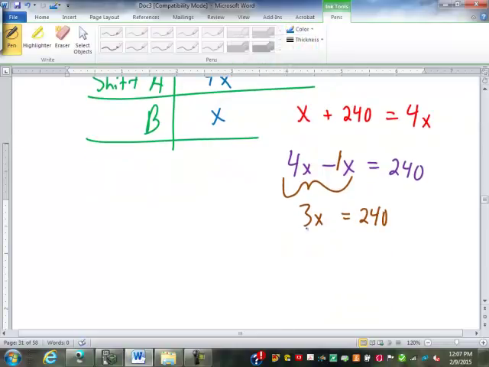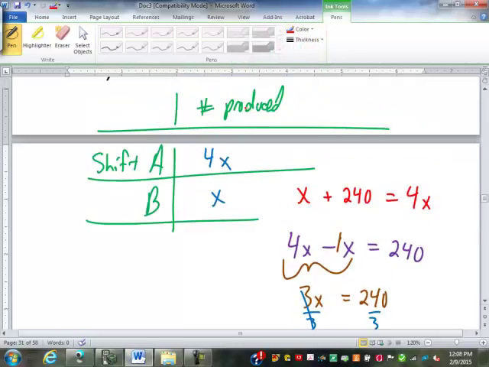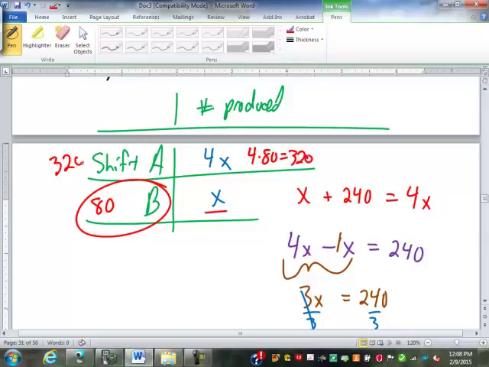We divide by 3, x equals 80. Now again, we're not done. x equals 80, well, x represented shift B, so shift B produces 80 products. A was 4 times x, so 4 times 80 is 320. So shift A produces 320 products.